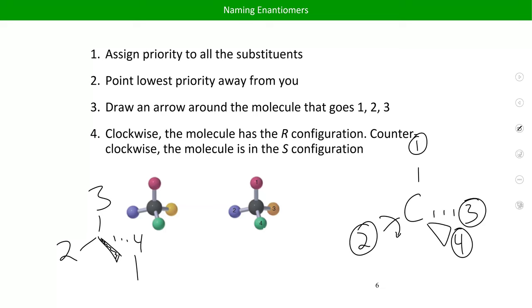We could hold three constant and rotate 1, 2, and 4. Now we can't hold three constant because we need 4 to be where 3 is. So we could hold either of the other two constant.